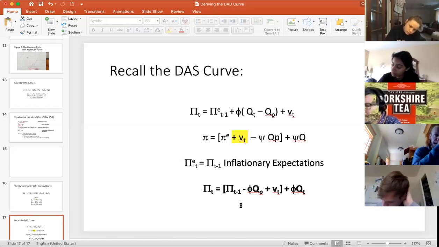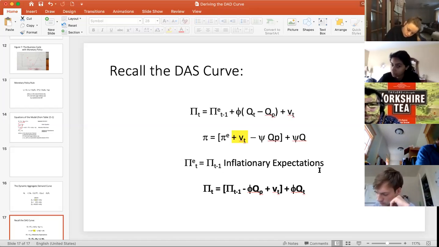Okay, does everybody see what we've done? Anybody have questions about that? Is V the supply shocks? V is the supply shock, yeah. Okay, just making sure. Thank you.